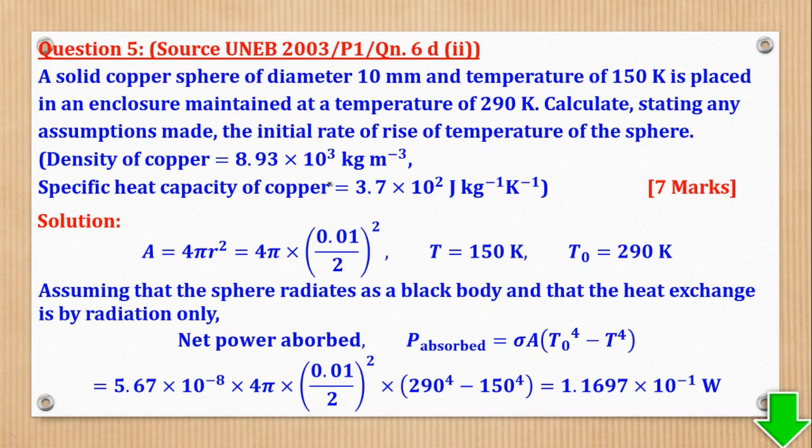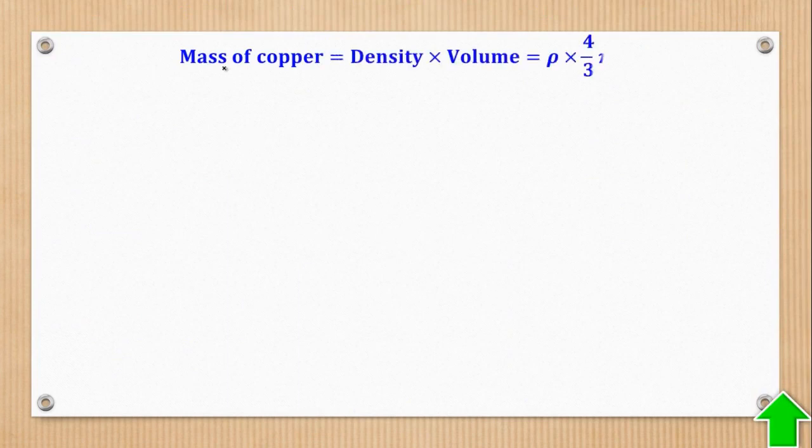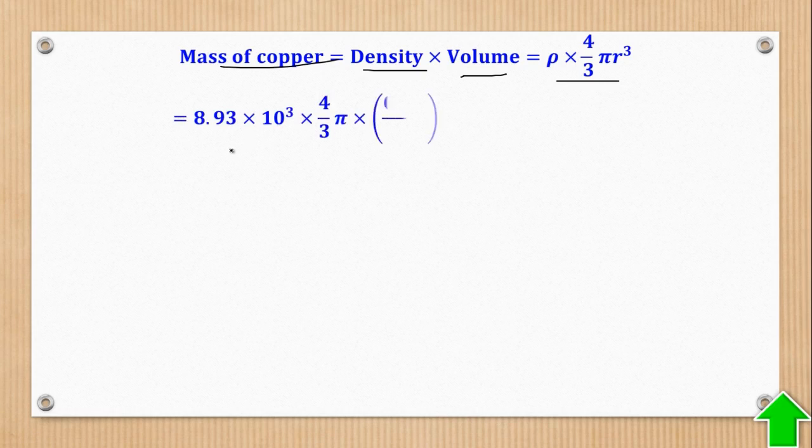So that was the net, but here they said initial rate of rise of temperature of the sphere. So I've got the net power absorbed. What about the rate of rise in temperature? There we shall come and say mass is equal to density times volume, which is that. Substitute for density, substitute for radius to come up with this mass.